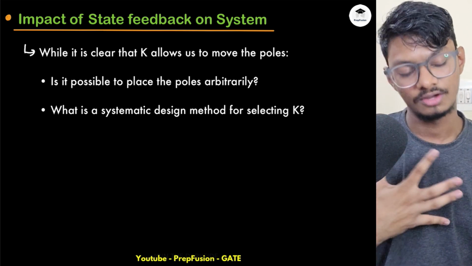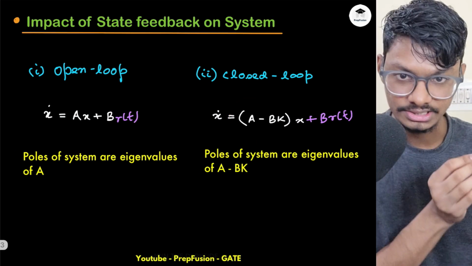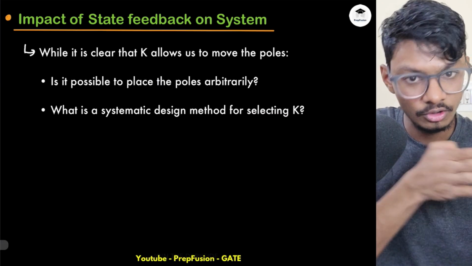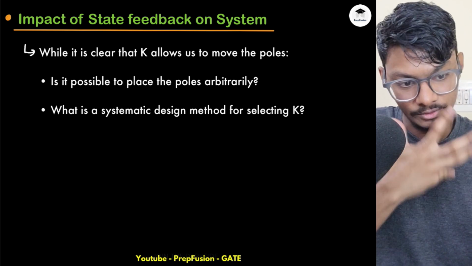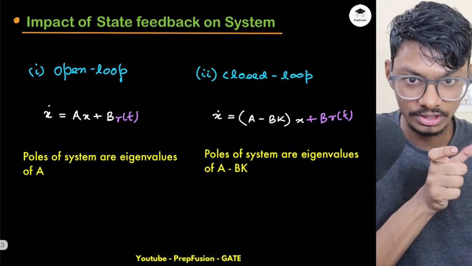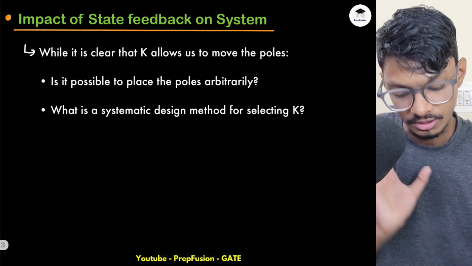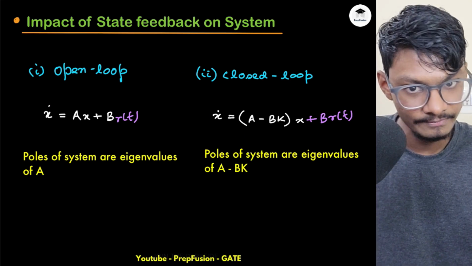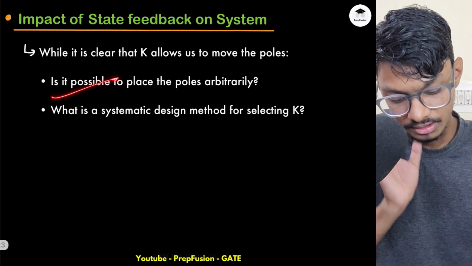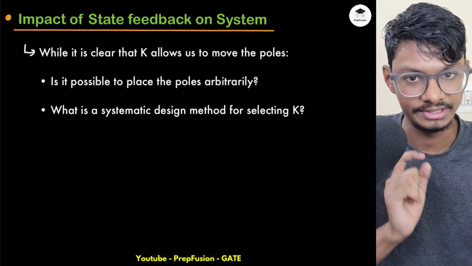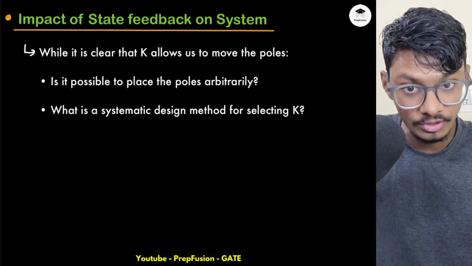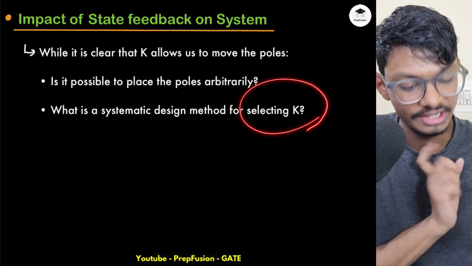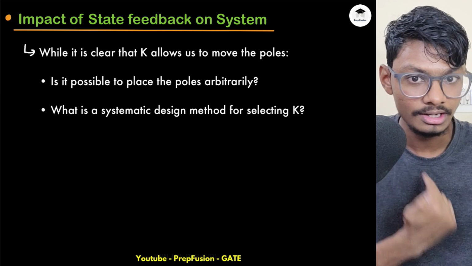So first, it is clear that we can change our pole locations with the help of state feedback. But is there any good methodology, so that I can precisely decide what my K matrix will be according to my pole locations? First of all, if my A and B matrices are arbitrarily chosen, then it will be very difficult to place my poles arbitrarily. Why? I will explain in the next slide. The calculations will become very cumbersome. And is there any systematic design method for selecting the feedback matrix K? I will tell that in the next few slides too.